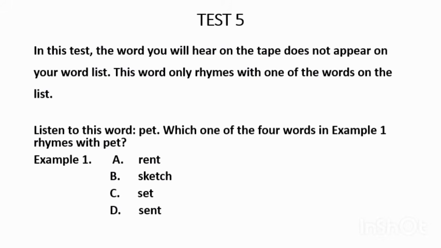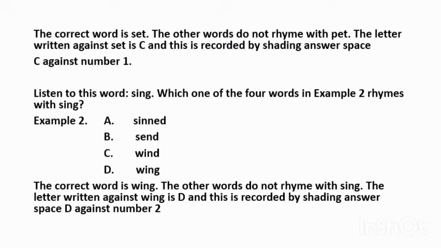Example 1. Listen to this word, pet. Which one of the 4 words in example 1 rhymes with pet? The correct word is set. The other words do not rhyme with pet. The letter written against set is C, and this is recorded by shading answer space C against number 1.